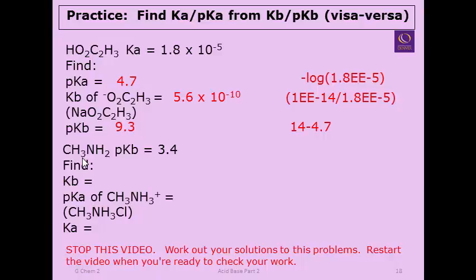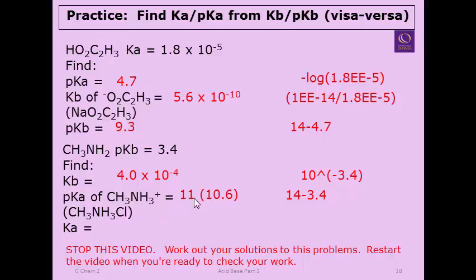So let's see how you did with methylammonium. Got to find the Kb based on the pKb. Now I need to unwind it, put the negative sign on it, raise it to the power of base 10. I solve it, 4 times 10 to the minus 4. Turn that into a pKa. I can simply subtract that pKb from 14. Once again, that's the conjugate acid-base pair.